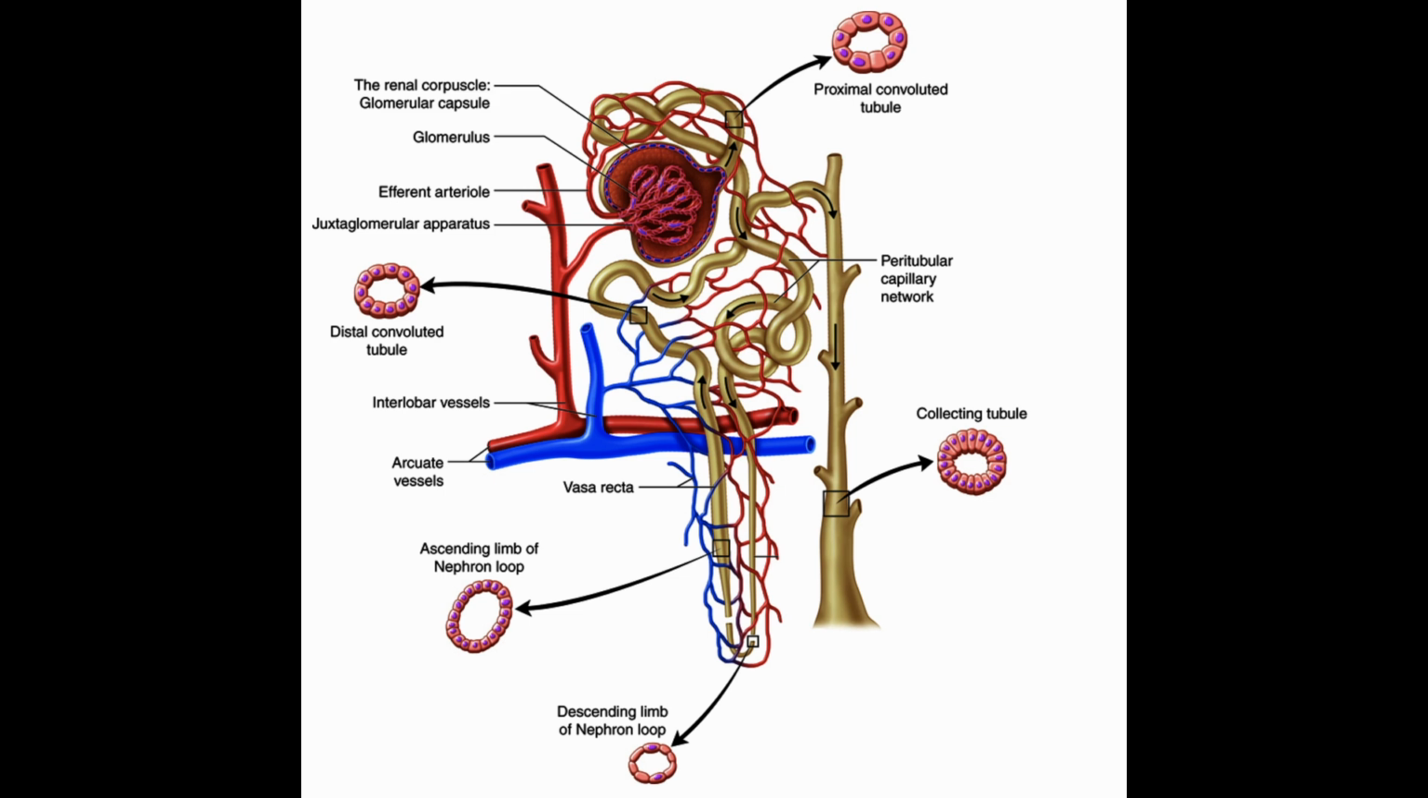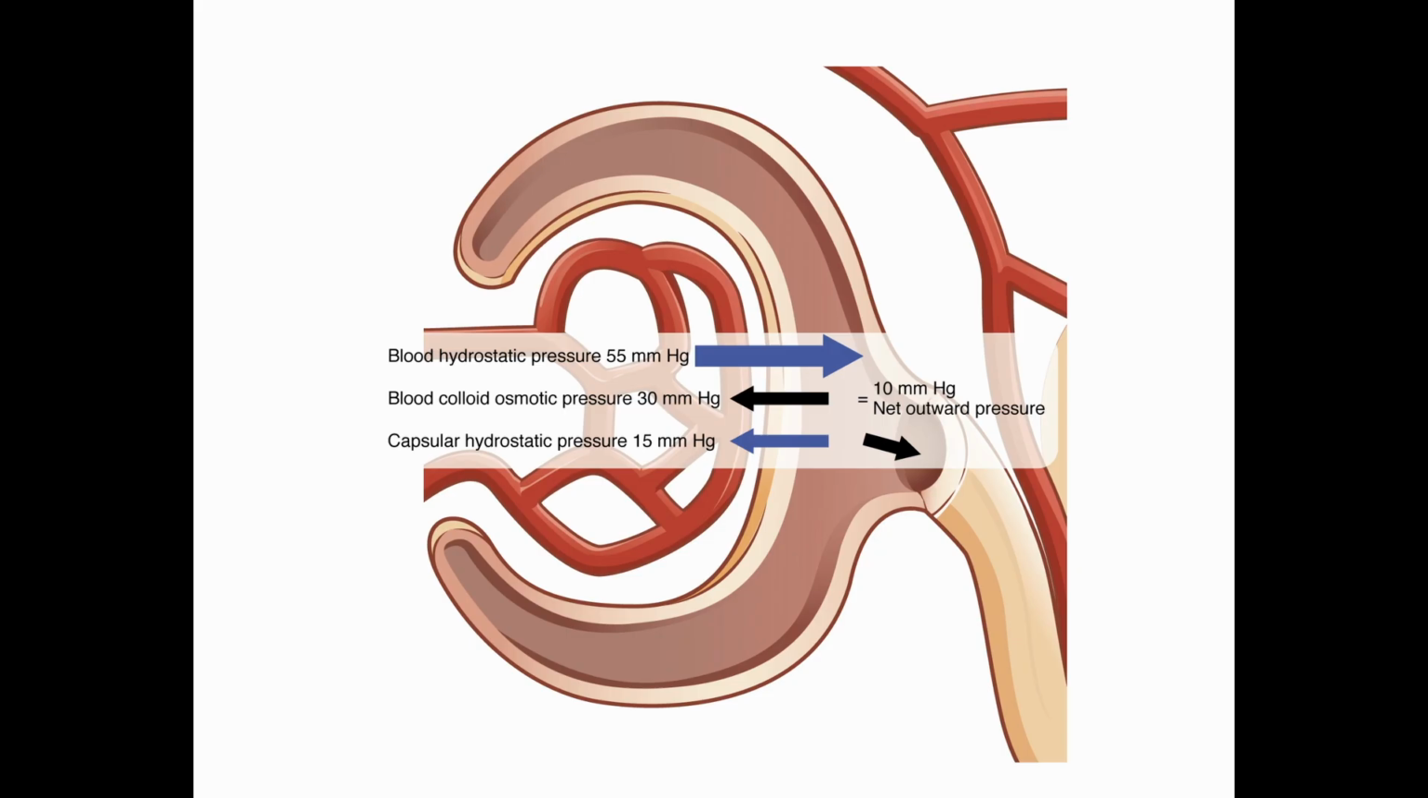Urine production starts with the filtration of blood by the glomerular capillaries. The volume of filtrate formed by both kidneys per minute is known as the glomerular filtration rate, or the GFR. On average, 160 liters a day of filtrate is made, but because of reabsorption, only about 1 to 2 liters of urine are actually produced per day and excreted.